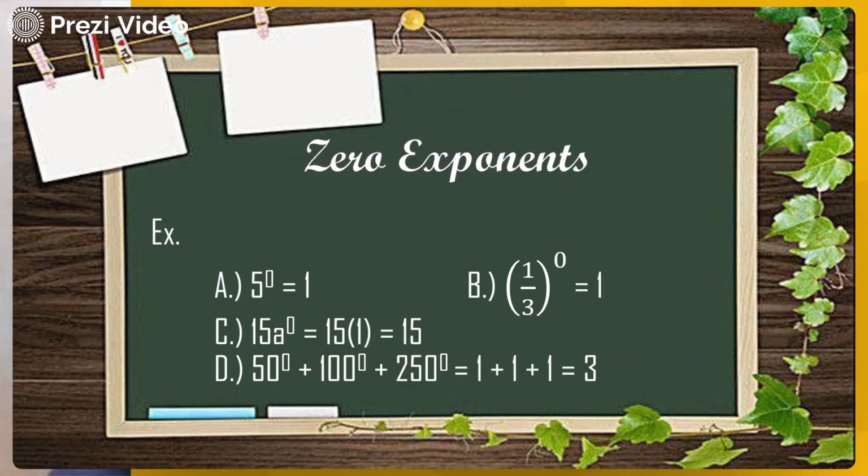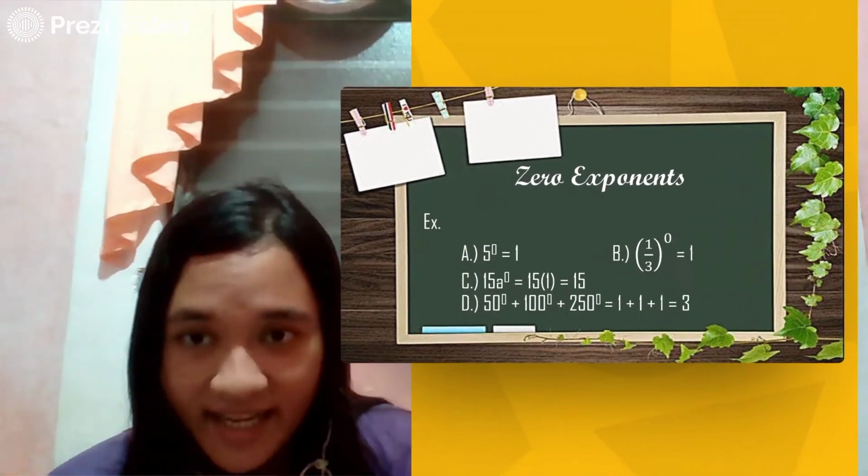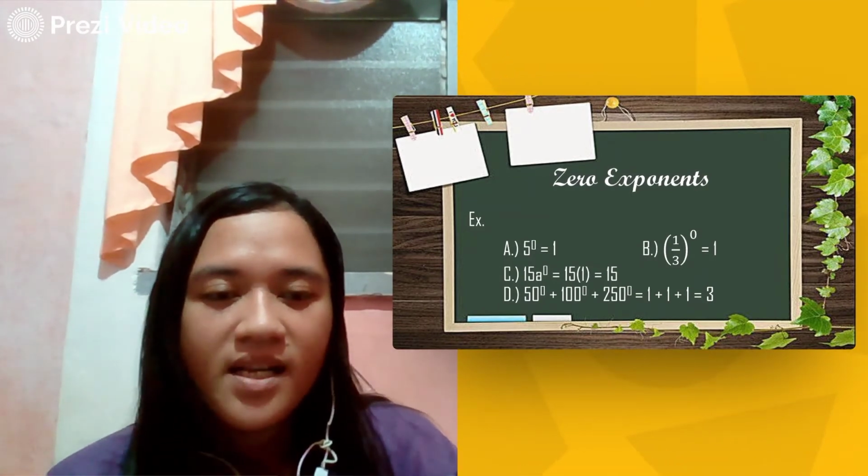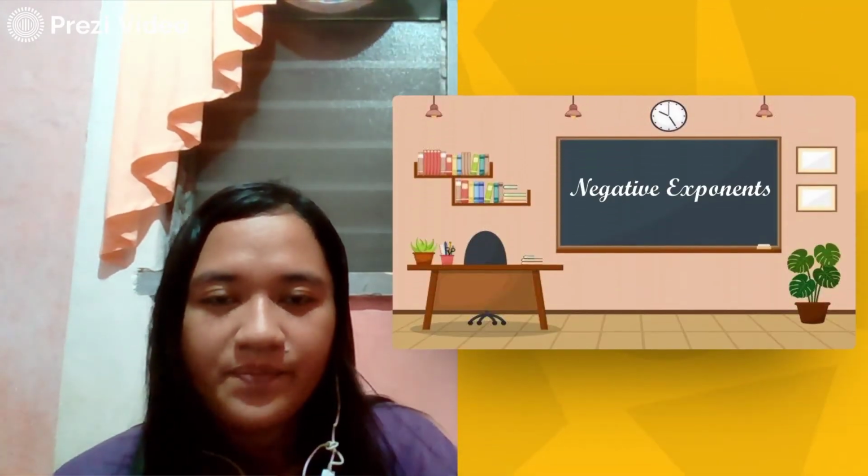50 raised to 0 plus 100 raised to 0 plus 250 raised to 0. These are all zero exponents, so our answer is 1 plus 1 plus 1, which is equal to 3. You get it? Yes, ma'am. Okay, good. Let's proceed to the next.